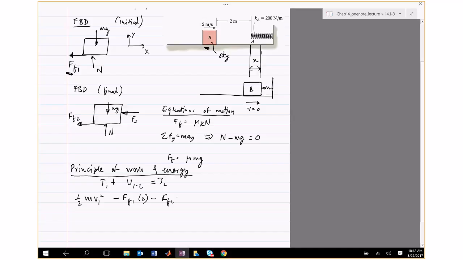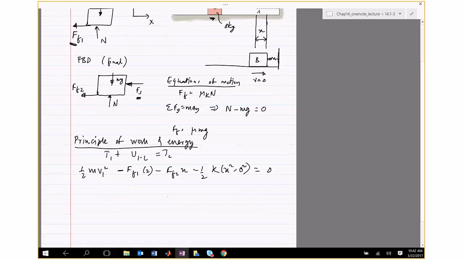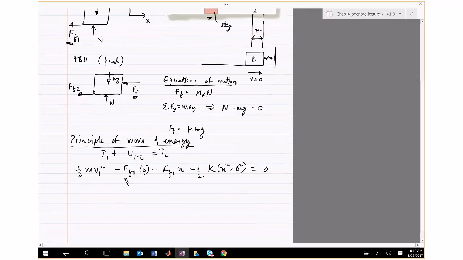Then the work done from the point it starts making contact till the full compression. The work done by the spring only occurs once it makes contact. So, remember, it was minus half k times s2 square minus s1 square. So that's minus half k times x square minus 0 square, because the final position is x and the initial position is 0. The final kinetic energy is 0. FF1 is mu k times mg. This is mu k times mg.